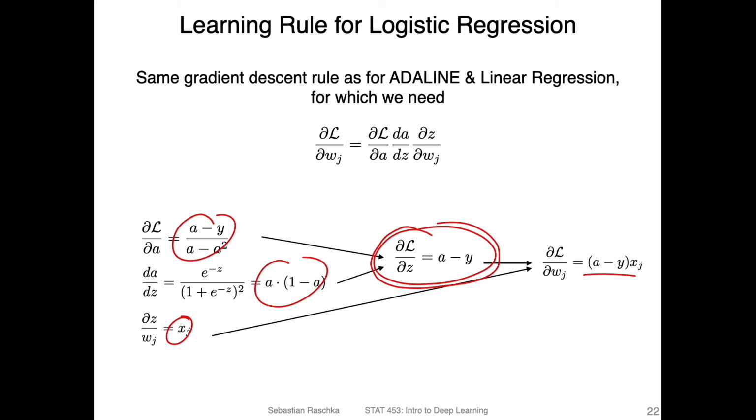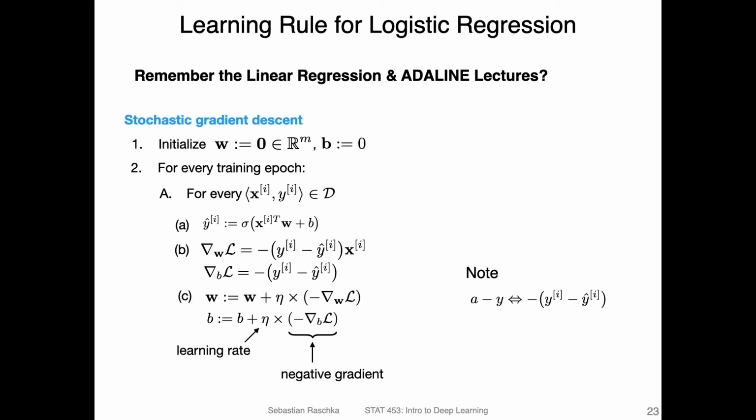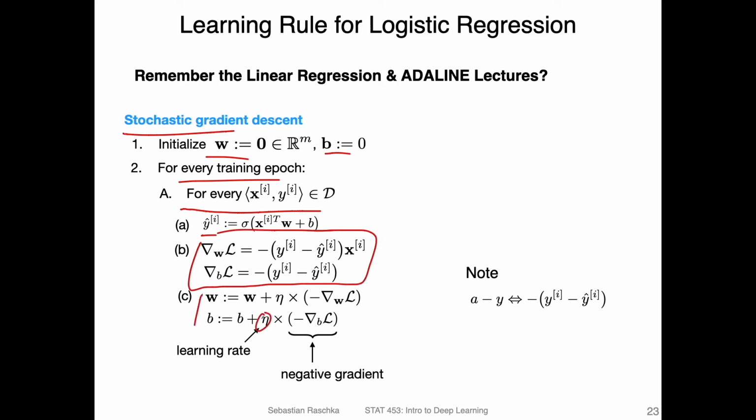Isn't that quite cool? So here is just from the previous slides that we had on Adaline and linear regression. This was the stochastic gradient descent learning rule, where we had the initial weights, the for loop over the training epochs, and then the for loop over the training examples. That could also be for mini batches. Then we compute the prediction and the gradients, and then we do the update here. And then we had the learning rate eta here. We can use exactly the same rule for logistic regression.